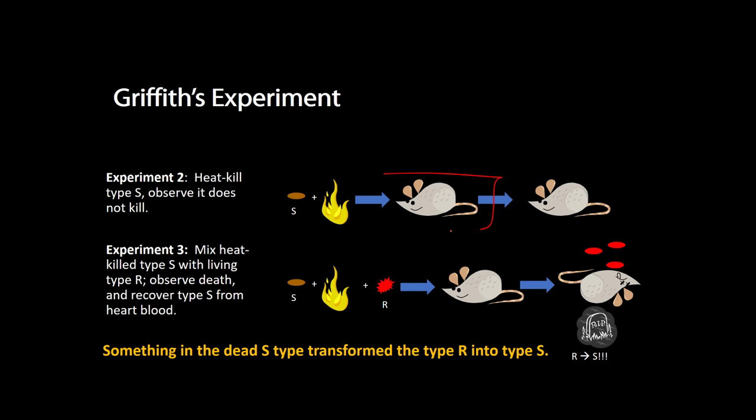Now, in one of the control experiments of his original work, this is where something shocked him. He took living, non-lethal, rough bacteria, and he mixed it with a good heaping dose of dead S bacteria. And when he infected the mouse with that, the mouse died. But the most surprising thing was when you take the blood from the heart and you purify the bacteria out of it, the bacteria were actually the S type.